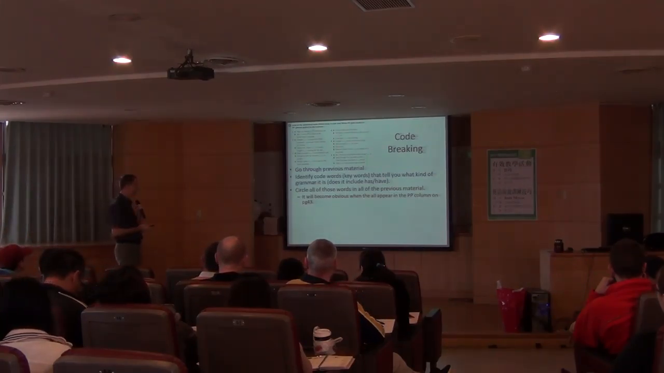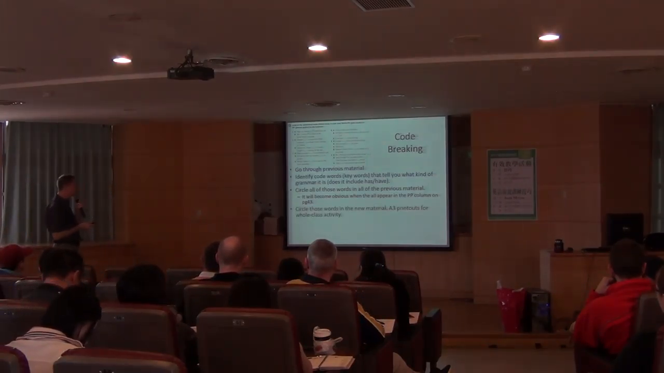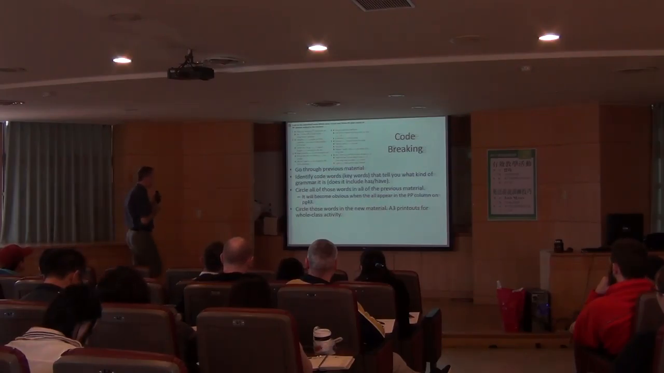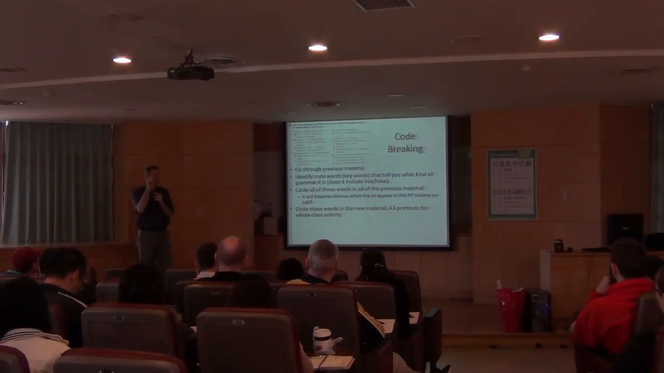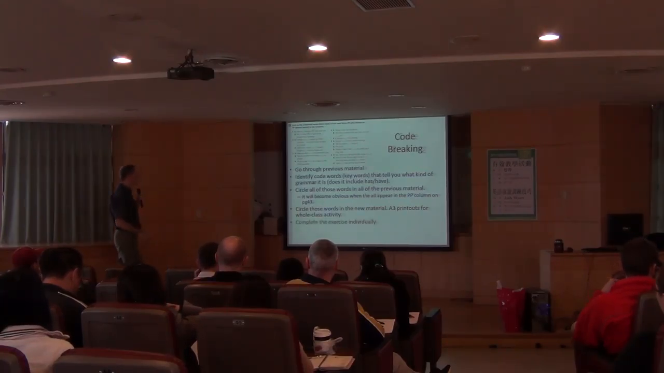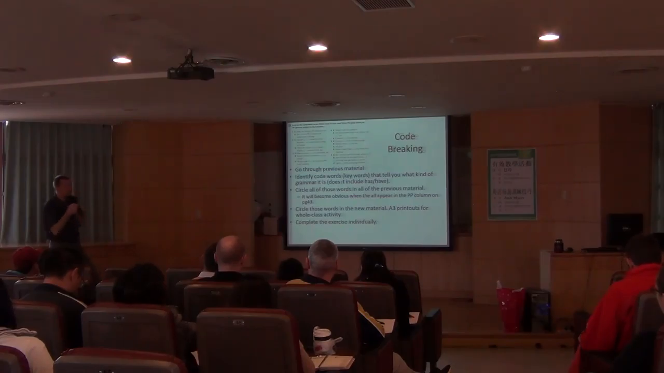The other side doesn't have any of those words. So circle those words in the new material, in this one. If you want to do this in a whole class activity, you can print this one side on A3, put that on the board, and the students can come and circle all of them on the board. They can take turns coming up and finding a has and circling it. And then take all that back.